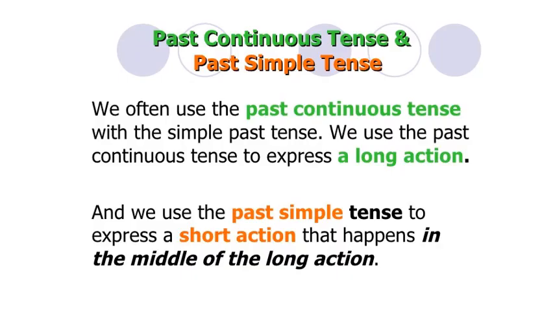Let's recall again the use of past continuous tense and simple past tense together. We often use past continuous tense with the simple past tense. We use the past continuous tense to express a long action and we use the past simple tense to express a short action that happens in the middle of the long action. And we will understand this concept with more examples.